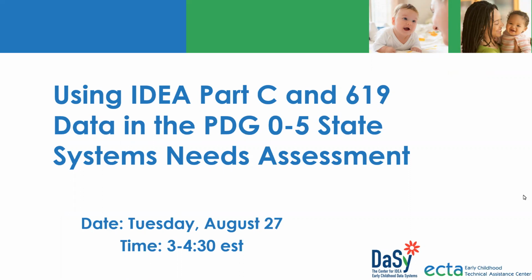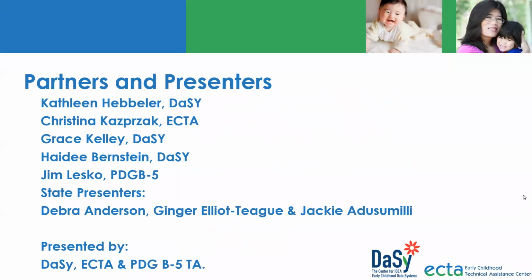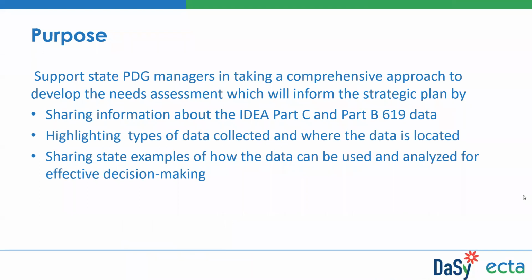We are very happy that you could join us today to hear about using IDEA Part C and 619 data with your PDG needs assessment. Just to review briefly what we're going to try and do with you today. The purpose is to share information about the IDEA Part C, Part B 619 data. We're going to be highlighting some data types that are collected and where that data is located. And we are very excited to have some state presenters with us today who are going to be sharing state examples about use of the data and about analyzing the data for decision making. All of that is in the hope of helping all of you understand how your Part C and Part B 619 data can be useful in the PDG context for your needs assessment and informing your strategic planning.